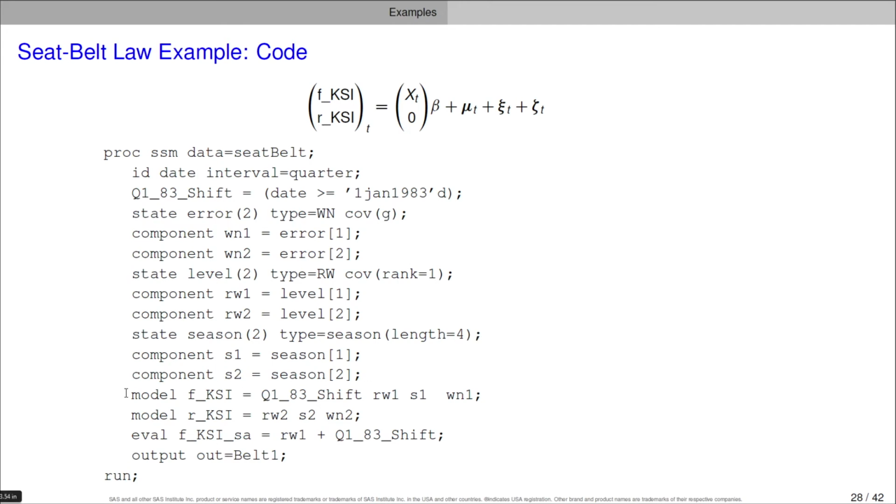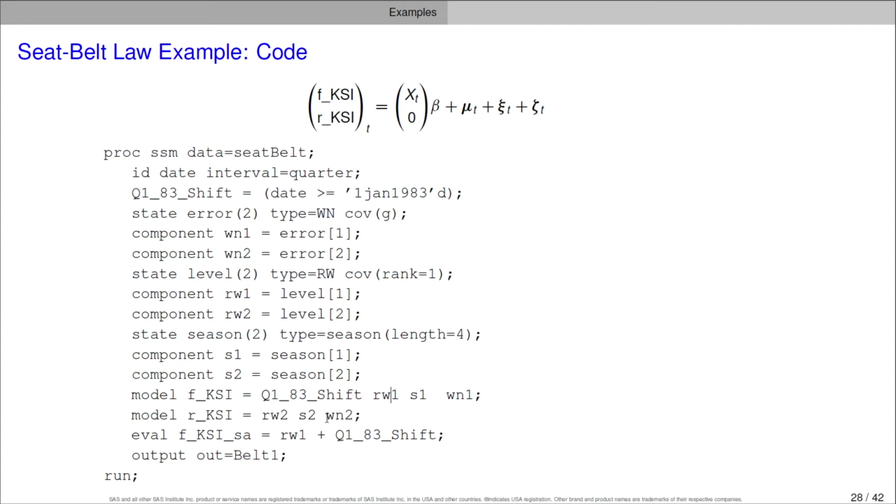Finally, let's see how the model is specified. We need two model statements because we have a bivariate series, and the first series, the FKSI, has this regression variable, and then the components that we have created. The output of this analysis will be put in an output data set belt1. Actually, this procedure can produce a lot of graphical and printed output also, but to keep the syntax within this page, I have kept this very crisp and small.